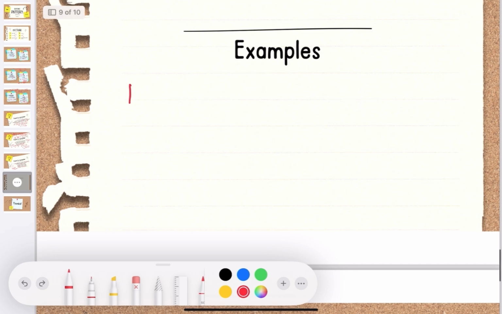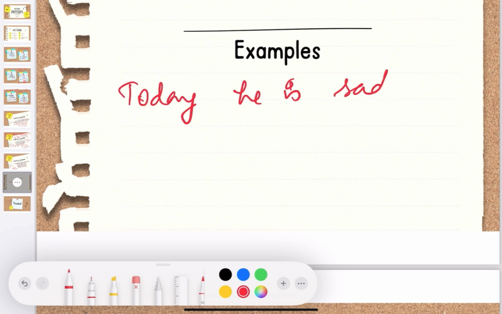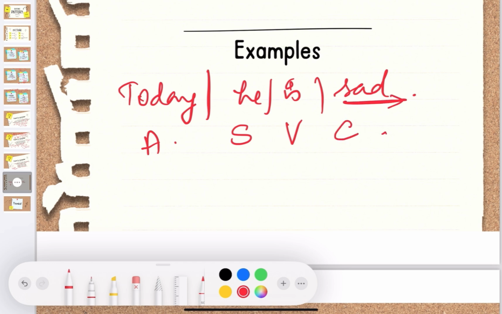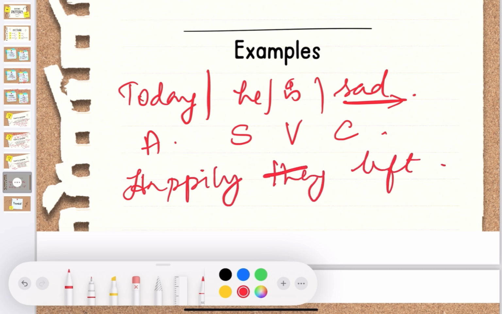Okay. Today he is sad. So today is adjunct, right? He is subject, is is verb. Sad is complement. Okay, ASVC. I will give you another one. Happily, they left. Happily is an adjunct. They is subject. Left is verb.